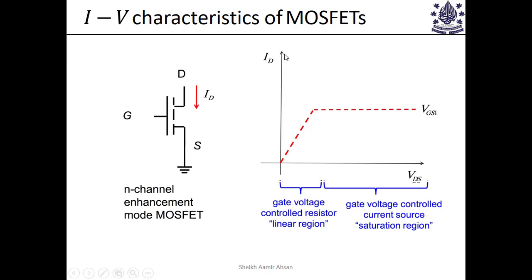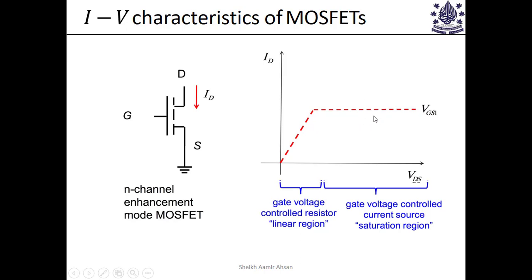Okay, and since the current changes linearly with the applied drain to source voltage, this is also called the linear region. Okay, earlier back in the days of vacuum tubes, this would also be known as the triode region, but in this course we would be mostly referring to this region as the linear region. And in this region, which is flat, the current doesn't increase anymore beyond this point and gets flattened to a value. It's called the saturation region.